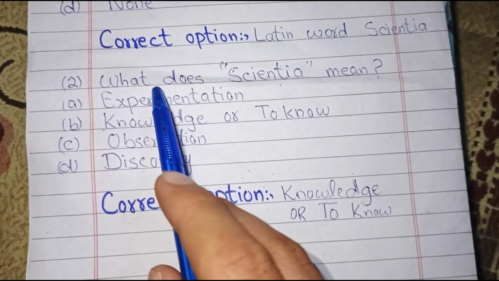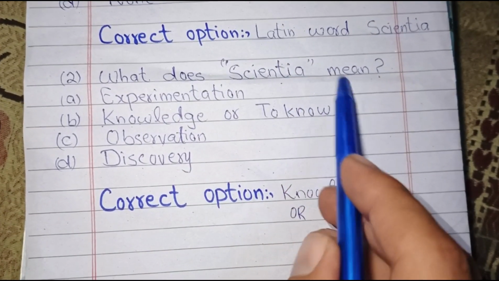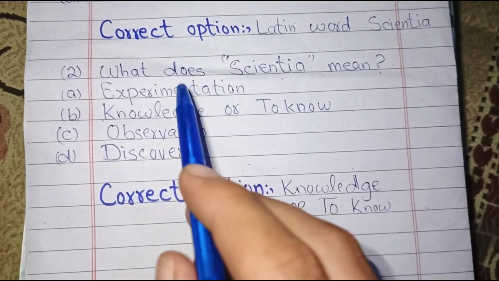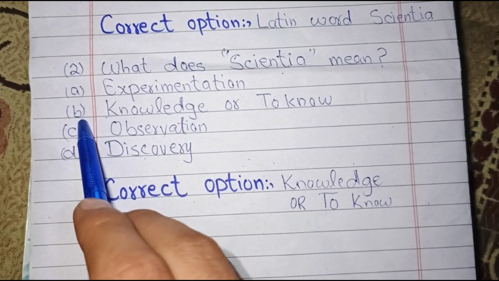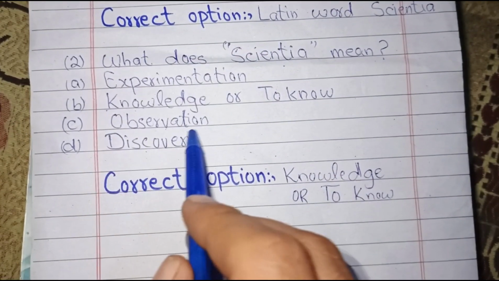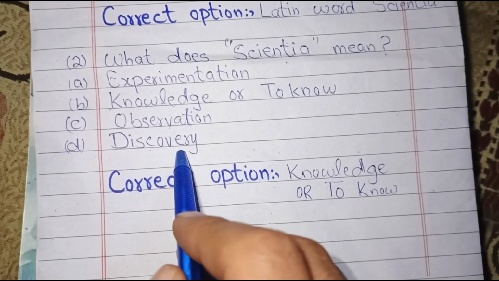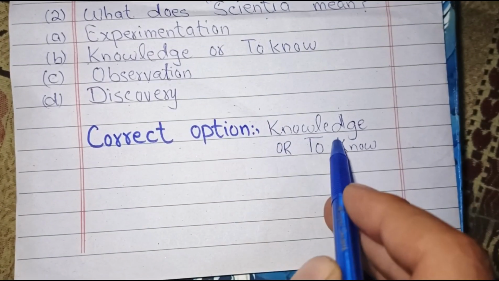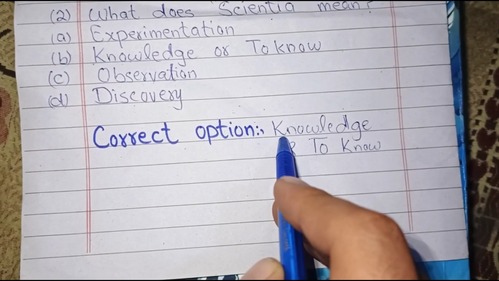Now let's come to the second MCQ: what does scientia mean? A option is experimentation, B option is knowledge or to know, C option is observation, D option is discovery. The correct option is knowledge or to know, which is the answer of the second MCQ.